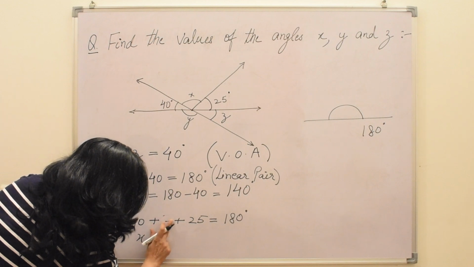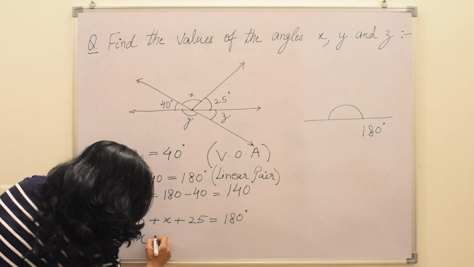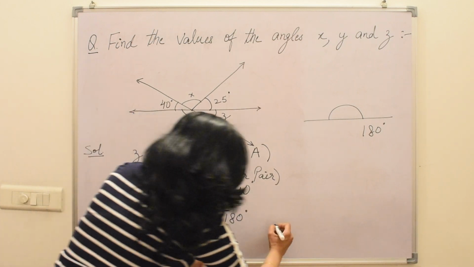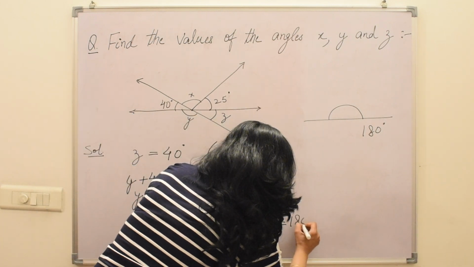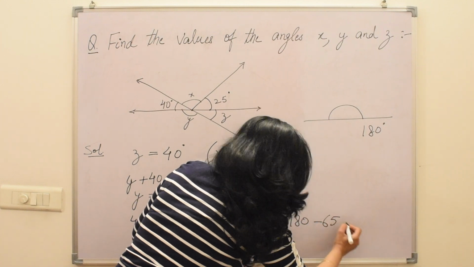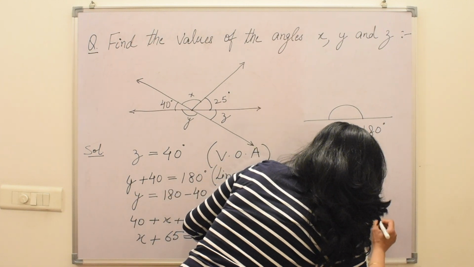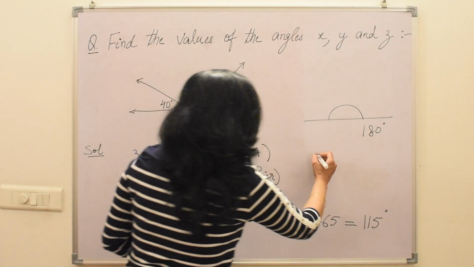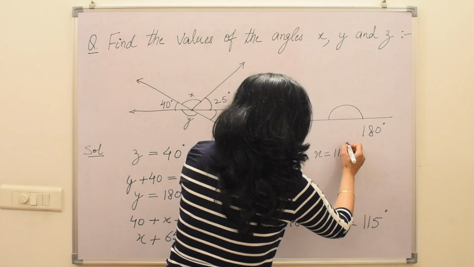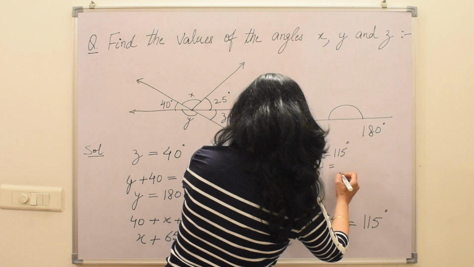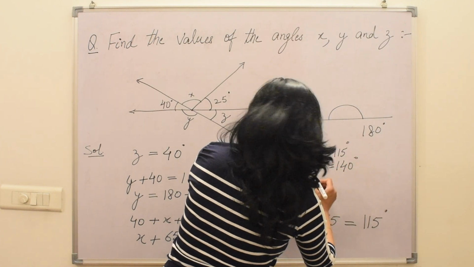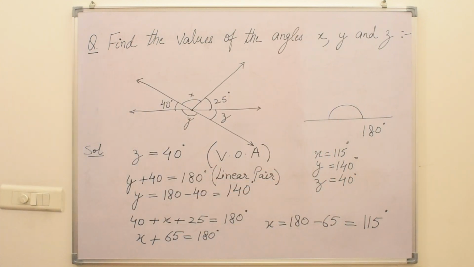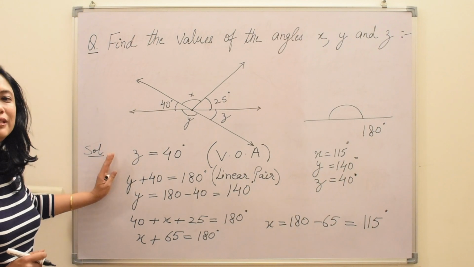Now x plus 65 is equal to 180 degrees. So x will be 180 minus 65, 115 degrees. So we've got all the three angles. X is equal to 115 degrees, y is equal to 140 degrees and z is equal to 40 degrees. This is our answer. Now see, we have solved this sum.